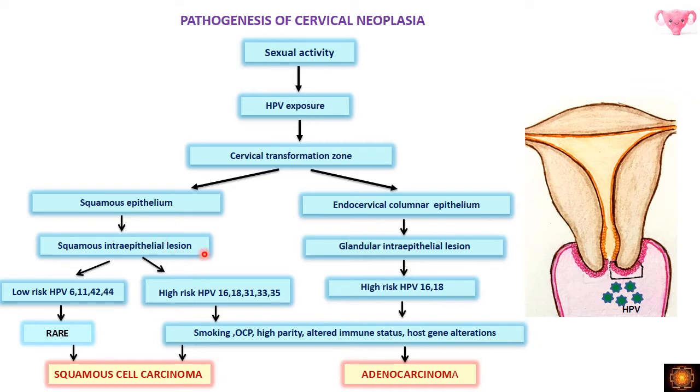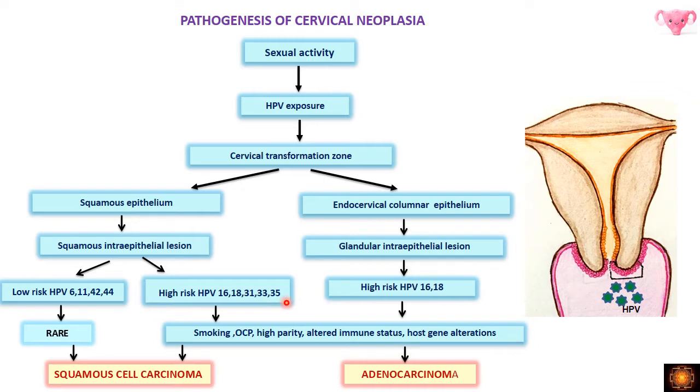Now, in the human papilloma virus, we have two types, low risk and high risk human papilloma viruses. Low risk human papilloma viruses are HPV 6, 11, 42, and 44, whereas high risk viruses are 16, 18, 31, 33, 35, out of which 16 and 18 are very important. If the person is infected with a low risk HPV, they rarely develop squamous cell carcinomas. Instead, they will be developing condyloma acuminata, some other lesions, or they may regress also, but rarely they develop the squamous cell carcinoma.